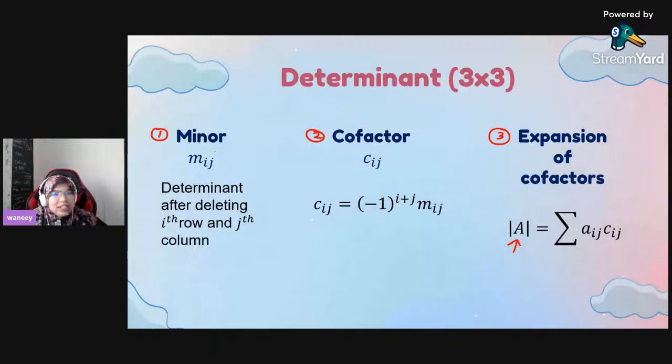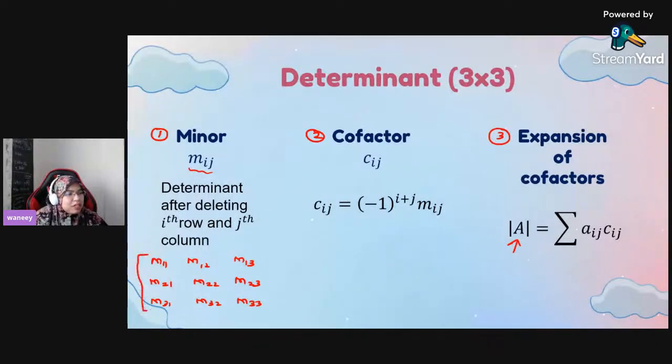Now let us see what the minor is first. The minor is denoted by Mij. If the question asks for the minor matrix, you will have 9 minors. Mij means you will have M11, M12, M13, M21, M22, M23, and then M31, M32, M33. So if they ask for the minor matrix, you will have 9 entries inside.